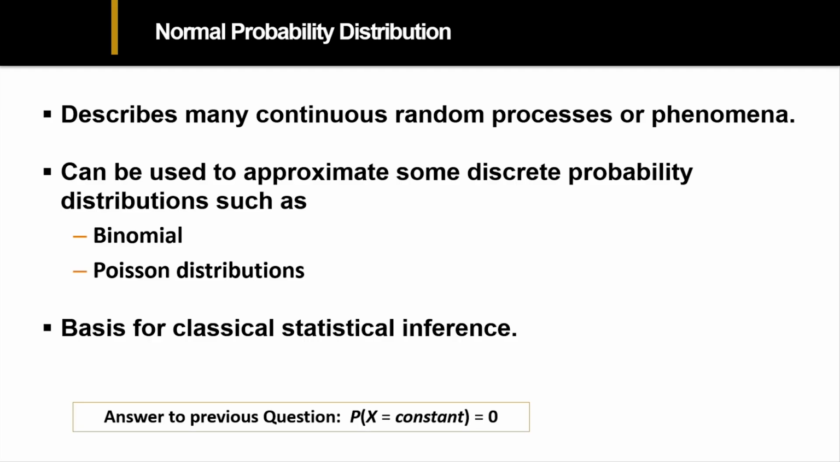The normal distribution is by far the most popular continuous function, and for various statistical reasons, it's incredibly important and used all the time. It's used to describe continuous random processes or phenomena. And it also can be used as an approximation or a replacement for the discrete probabilities for binomial and Poisson. The normal distribution will be used throughout the rest of the course, of course, to gain some statistical inference.